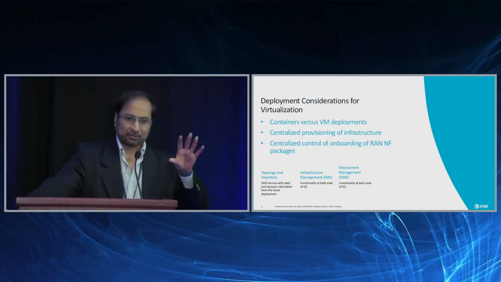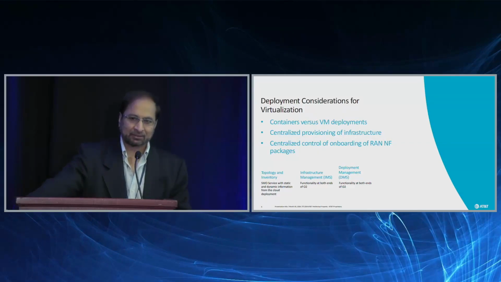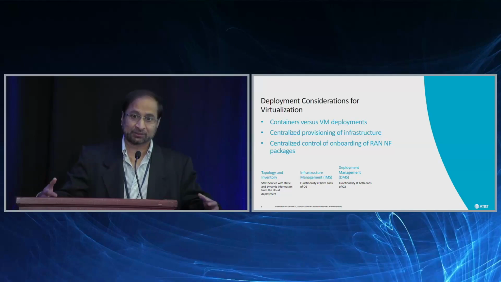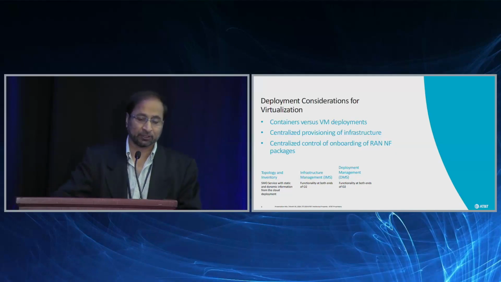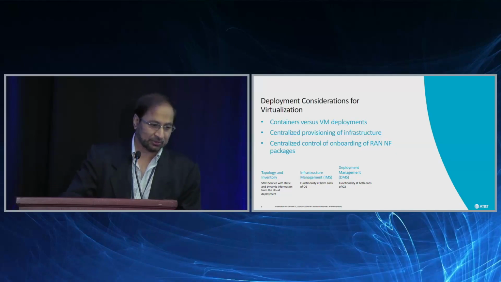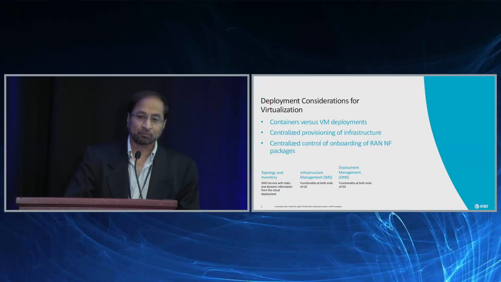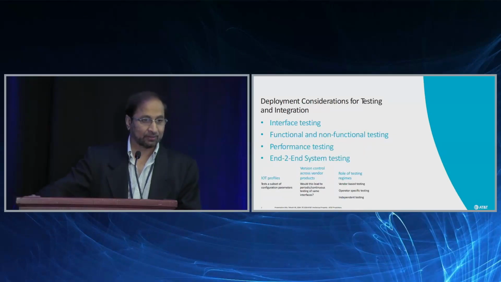But the two essential services for O2 are the IMS and the DMS, which is infrastructure management and deployment management. One is to manage the resources themselves and then deploy network functions on those resources. Those are essential services. Obviously, one of the things that does play into this is the topology and inventory.